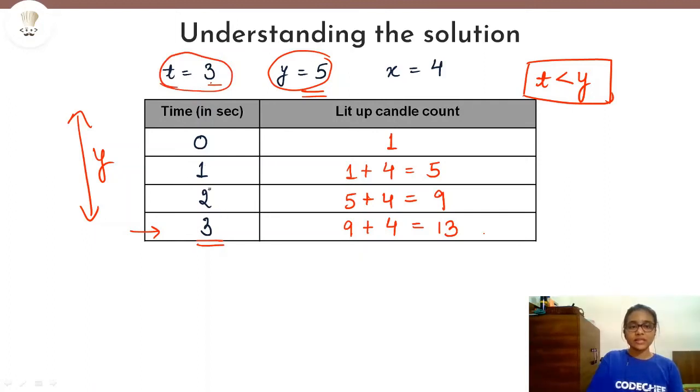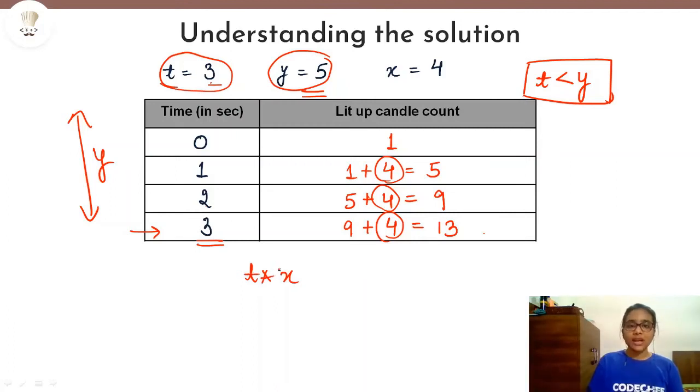So at each of the t seconds 1, 2 and 3, you can see that we are lighting up x number of candles. This 4 is x. So every time we are lighting up x number of candles for every second. So we can say that t into x is the total number of candles that we will light up before the chef's girlfriend arrives.